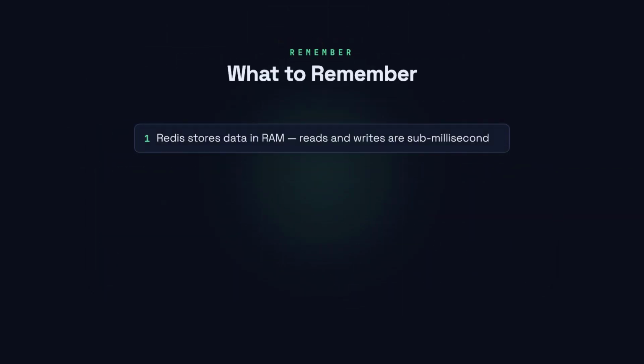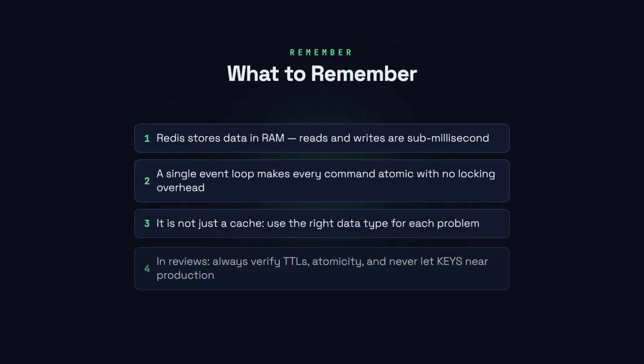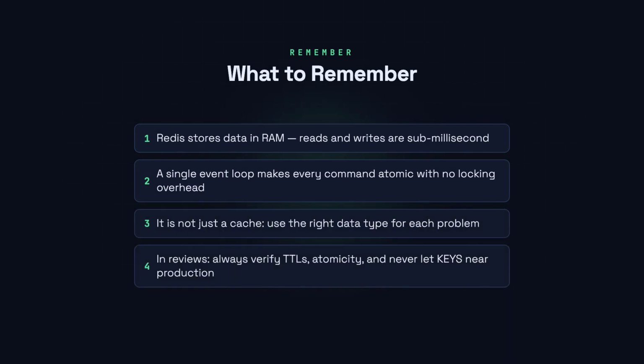Redis is fast because it lives in memory and runs on a single event loop. Pick the right data type, set your TTLs, and keep KEYS out of production. Those 3 habits will save you from the most common Redis bugs.